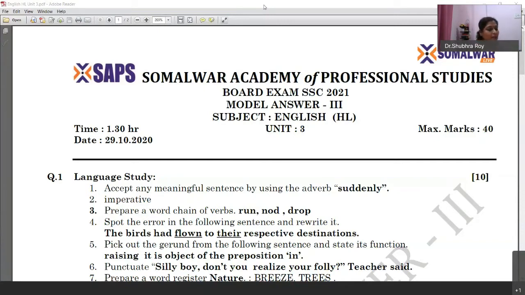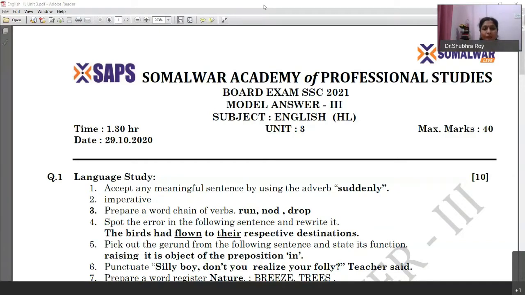The second one is identify the type of sentence. The sentence is please do the needful. Since the word please has come, we all know that this is an imperative statement because it's a request. So the sentence type is imperative.